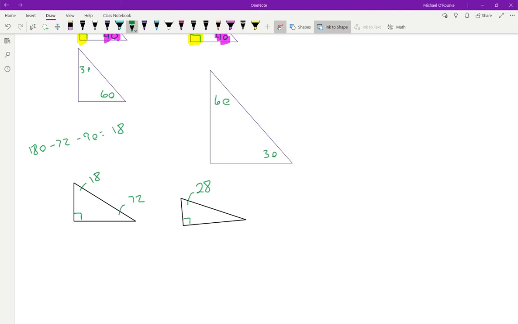Do we know if this is similar? No. They're not similar. Okay.